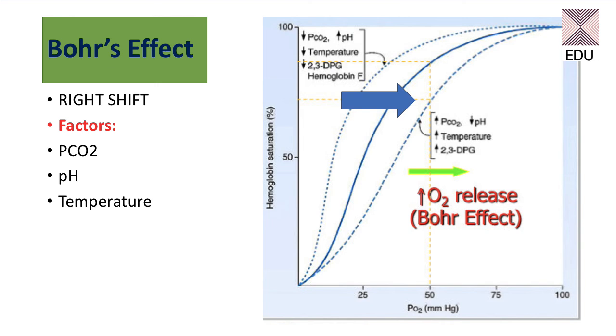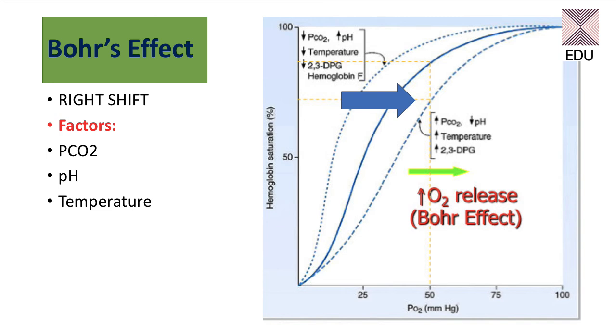First is the PCO2, second is the pH, third is the temperature. So what is the significance? It is the oxygen release at the tissue level. So that was all about the Bohr effect.